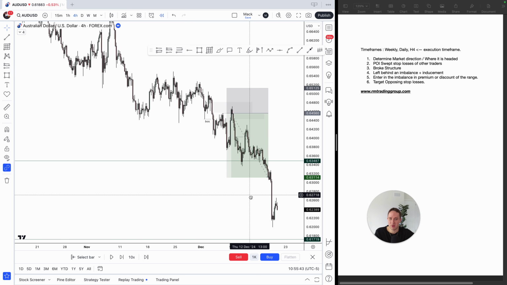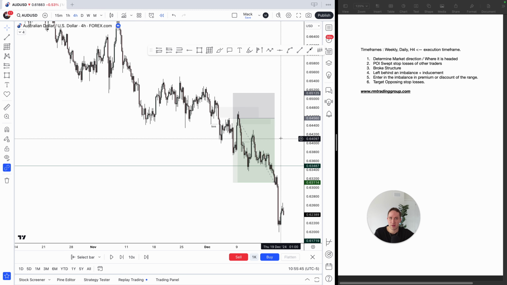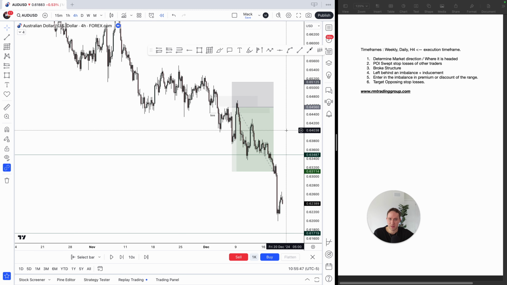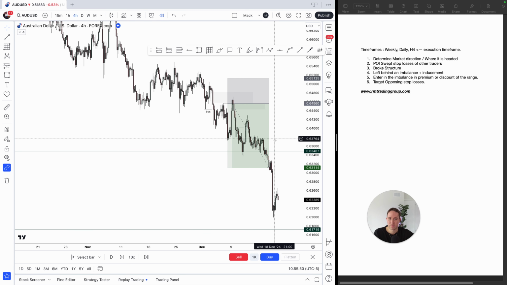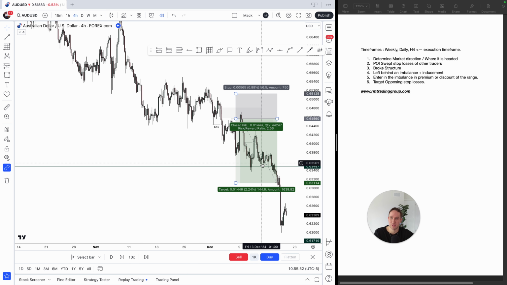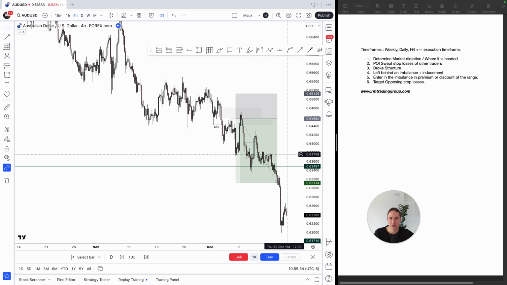This strategy specifically, we're just using the weekly, the daily, and the 4 hour to keep it simple for you guys, just because simplicity is the name of the game. So you just saw 2 back-to-back trade examples on AUD USD. Let's take a look at another pair.